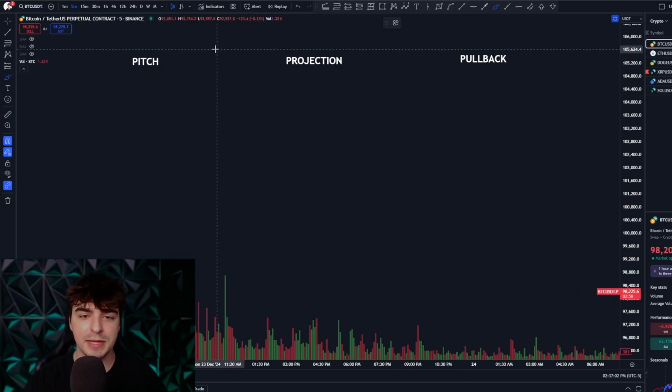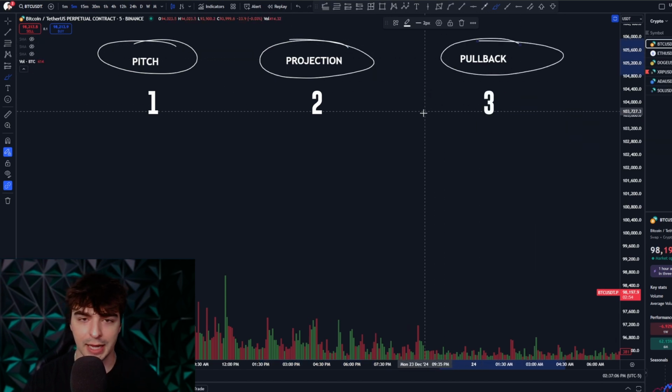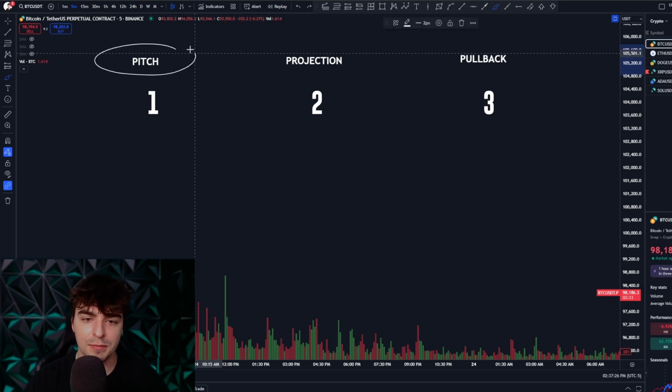So let's break down the 3 P's of price action. Like I mentioned earlier, the 3 P's of price action are pitch, projection, and pullback. Let's define what each one is and then take a look at examples and then even show how we can use it as our very own trading strategy. So let's start with the first P, pitch.